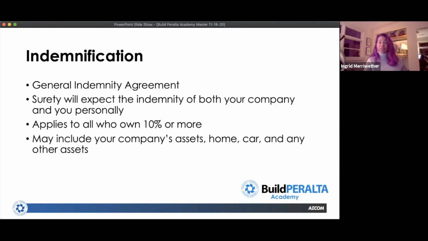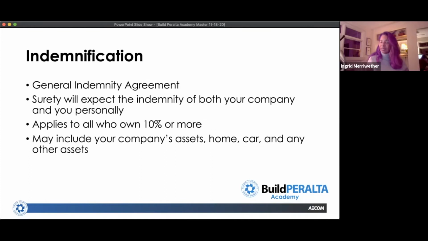And that's essentially what a general indemnity agreement establishes: that they can then come and attach whatever assets they can get a hold of as a remedy to make themselves whole for payments they've paid out on your behalf. And they're going to expect the parties to that indemnity agreement will be you, your spouse, and any owner who has 10% or more ownership of the company.